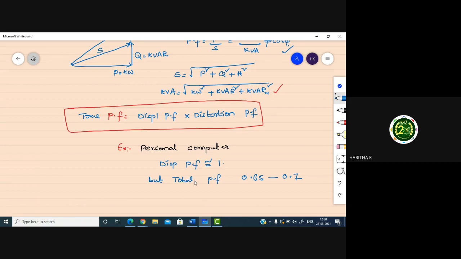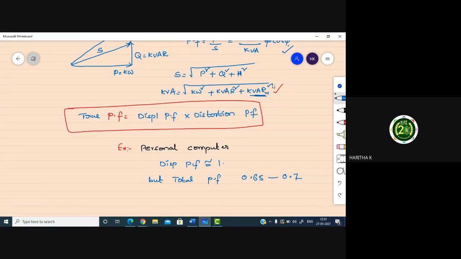So therefore, the best way to improve a poor power factor caused by the nonlinear loads is to remove harmonics. Because of the harmonics only, we are getting this distortion power factor. If there is no harmonics, the true power factor is equal to the displacement power factor. Right? There will not be any reactive component due to this harmonics. This term will not be there. But due to harmonics, we are getting this term. So whenever you want to improve the power factor for non-linear loads, first we have to remove the harmonics.